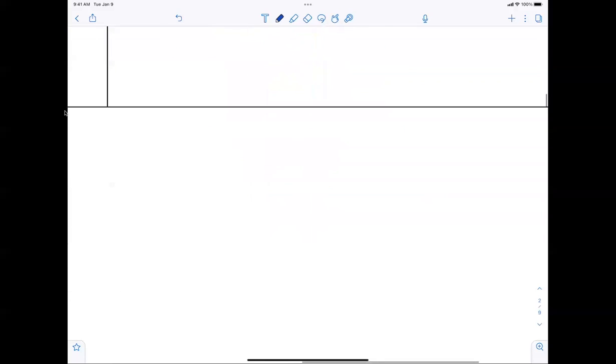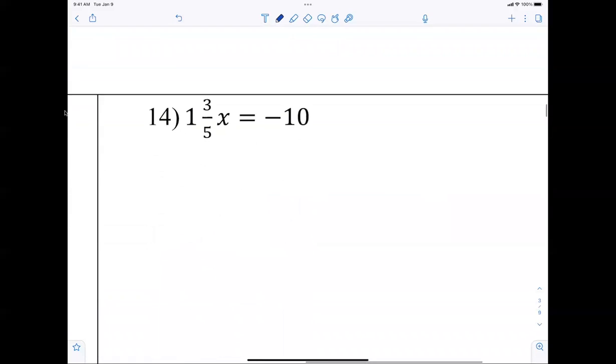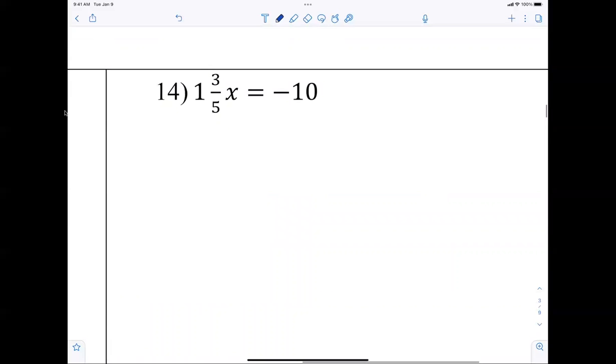Tosh, we'll have you do 14. Okay. Now this one I just threw in here to try to throw you off a little bit. So what do I have to do here? Will you subtract 1? No, definitely not. What do I do with this, right? Yes, make it an improper fraction. All right. So what is that? Exactly, 8/5.